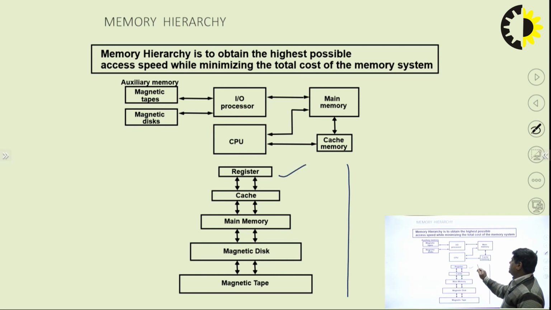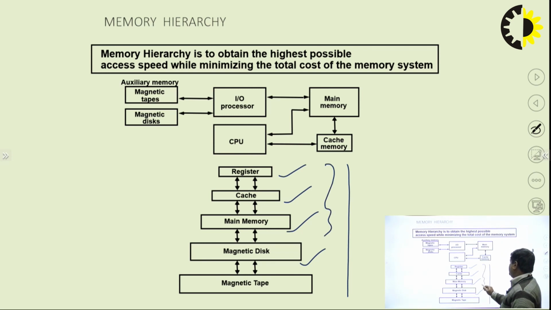The smallest memory is known as the register, and that has the highest speed. After that, the cache memory: its size is bigger than the register and its speed is slower than the register. The third stage is the main memory. The size of the main memory is higher than the cache memory, but the speed of the main memory is lower. And the next stage is the magnetic disk, which is also known as the secondary memory.